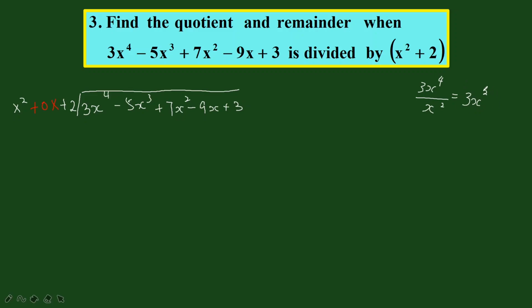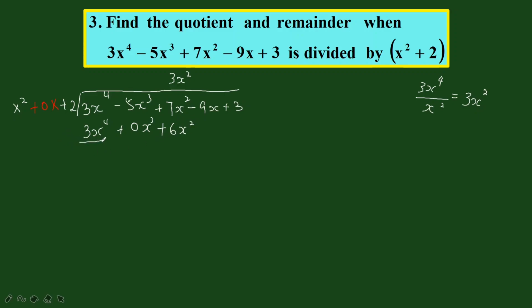I'm going to take this whole thing and put it right on top of my x power of 2. So I'm going to write here 3x squared. Once that is done, I'm going to take this whole thing and multiply with the first one. So I will get 3x power of 4. And then I will have 3x squared multiplied by 0x, so I will have plus 0x cubed. And I take 3x squared multiplied by 2, I will have plus 6x squared.